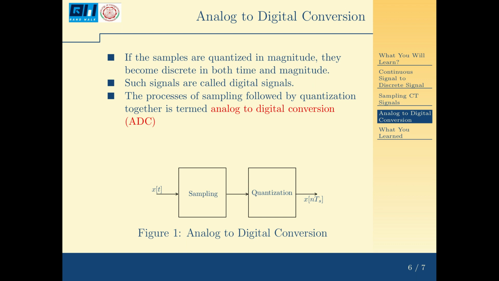The process of sampling followed by quantization: I have my analog signal x(t) coming here. I do the sampling first and then the quantization. So what I get at the output is called a digital signal. This process of sampling followed by quantization is called analog to digital conversion.